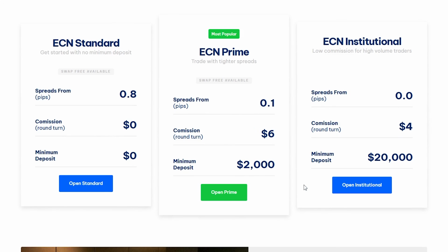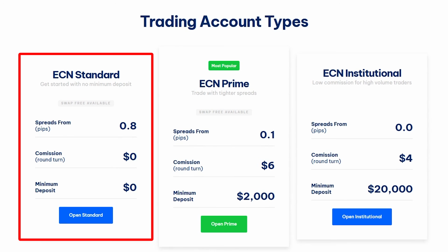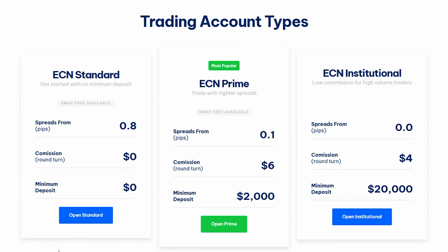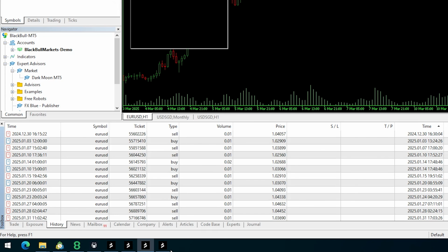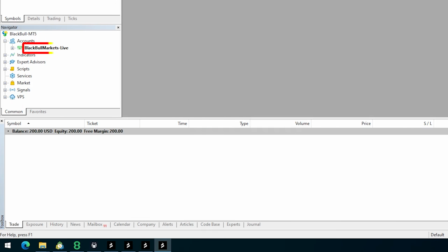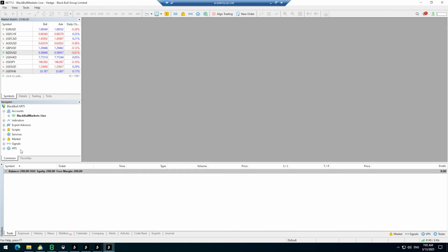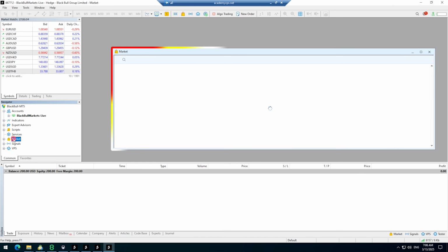What we are going to do is we are going to open a live standard account, and I have already done that, and let me show it to you here on my VPS. So this is the demo account that we saw, and this is my live account. So the first thing I'm going to do is download the EA, and how I'm going to do that is I'm going to go to the market.